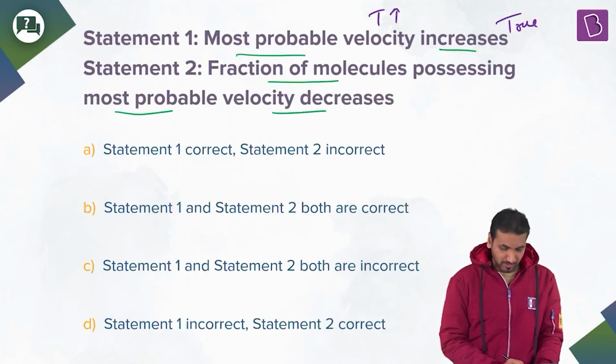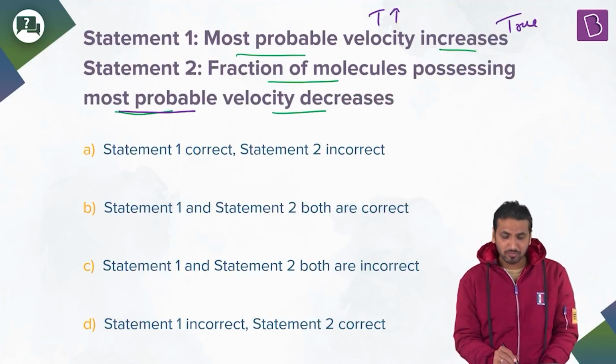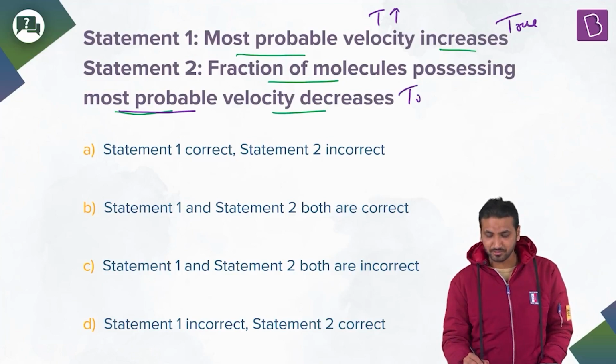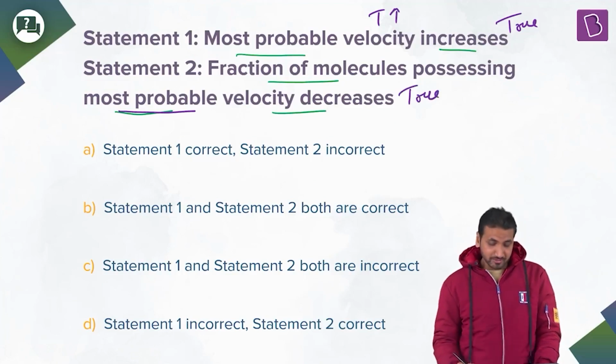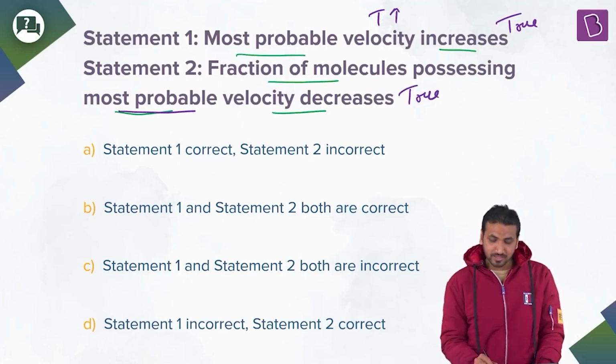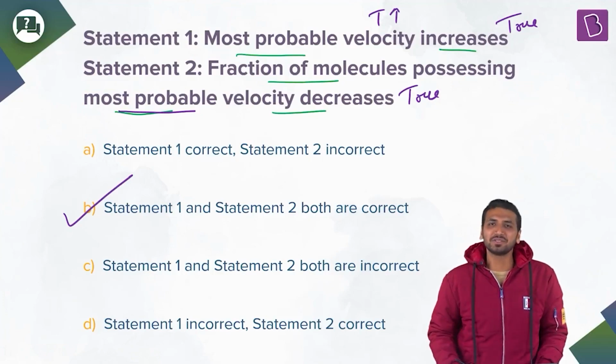So let's get back to the statement. Fraction of molecules possessing most probable velocity decreases. This is also perfectly true. So both the statements are true. So can I say that statement 1 and statement 2 both are correct? Option B is going to be the right answer to this question.